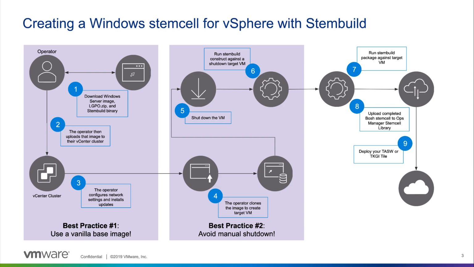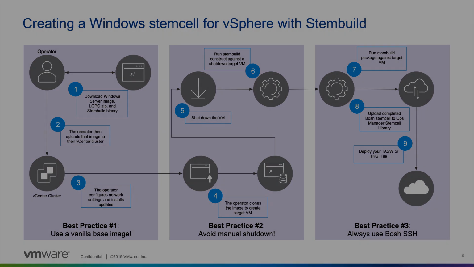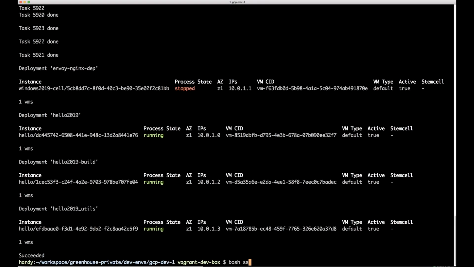This is where the final best practice comes in. To access your VM, you should always use BOSH SSH, not WinRM, RDP, or Remote PowerShell. Always BOSH SSH. In fact, all of these other options are disabled by default on Windows VMs. They're just too insecure in a Windows platform.